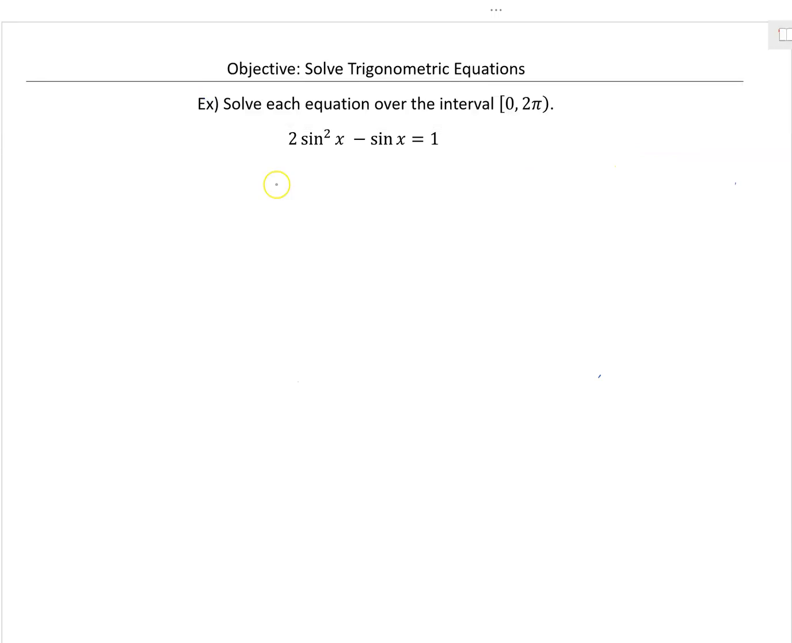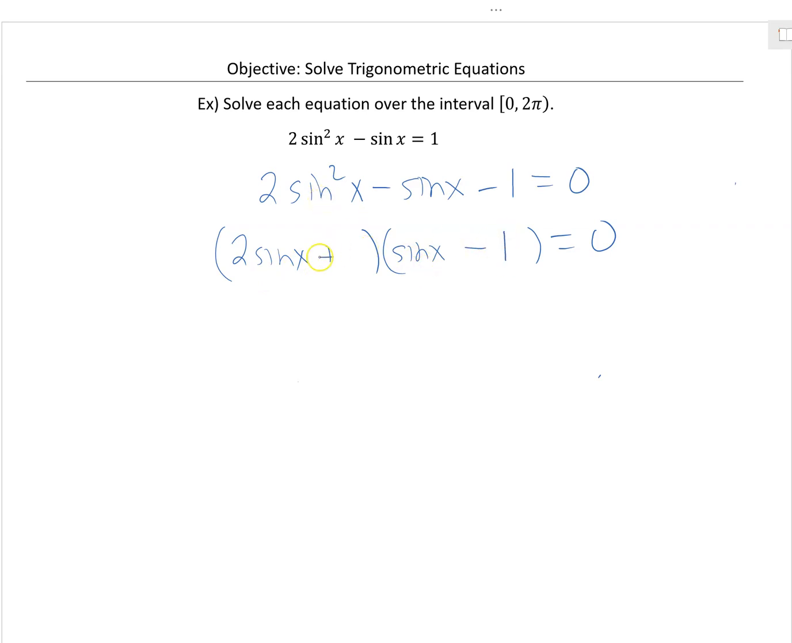So we'd have 2 sine squared x minus sine x minus 1 equals 0. And then this would factor into 2 binomials. So right here, we'd have a 2 sine x and a sine x. So 2 sine x times sine x would be 2 sine squared x. And then we'd want a minus 1 here and a plus 1 here. That'll give us a negative 2 sine x plus sine x for that negative sine x in the middle. We have a product of factors now equals 0. So zero product property next.